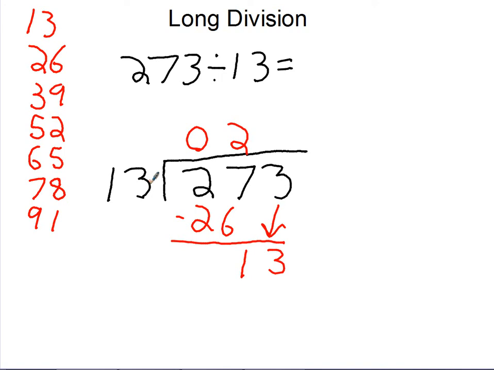Now how many times does 13 go into 13? Well, that's the same thing, so it goes in once. 1 times 13 is 13. We subtract, no remainder. There is your answer, 21.